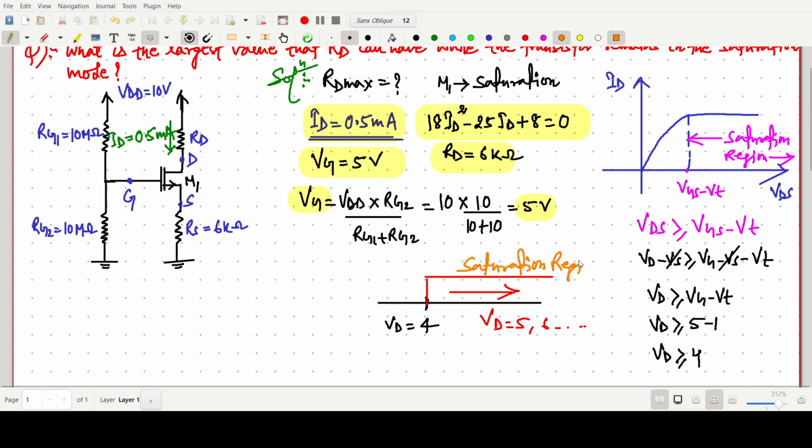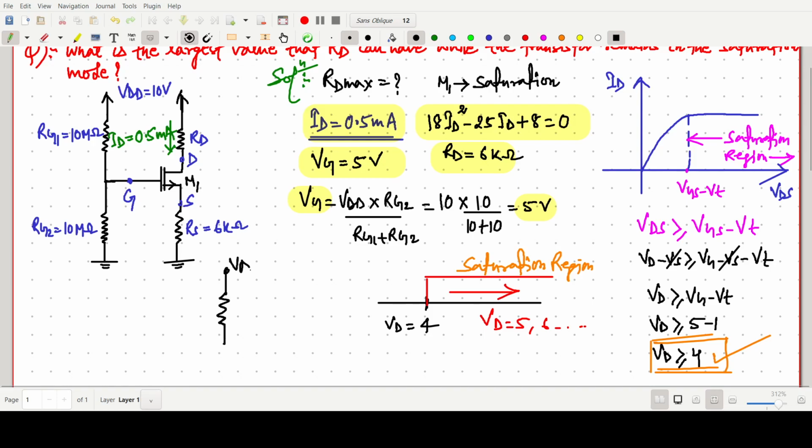That we have already concluded from this one, that when VD is greater than or equal to 4, it is in the saturation region. So now the minimum value of VD will be 4 and the maximum it will be 5, 6 like that. So now we have to find the RD value.